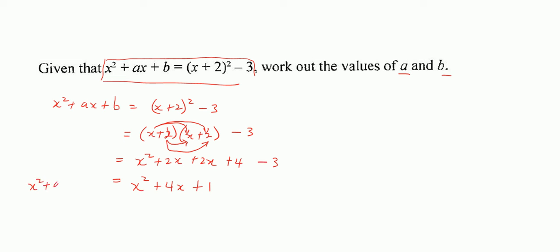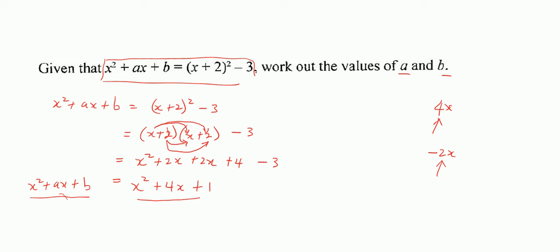So now we have x squared plus ax plus b is equal to x squared plus 4x plus 1. So what you realize is that you have a quadratic expression on one side and a quadratic expression on the other side. So what we need to do, we need to compare coefficients. What is a coefficient? If we have something like 4x, the coefficient of x is 4. If we have minus 2x, the coefficient of x is minus 2.